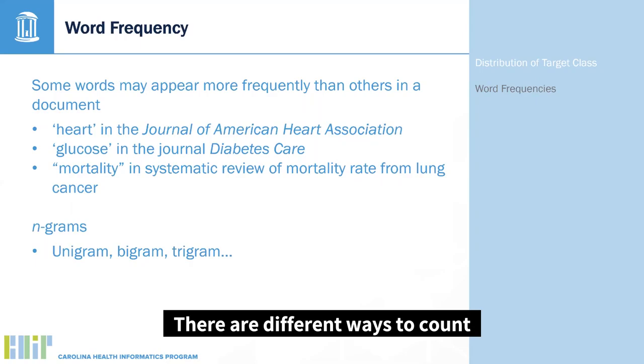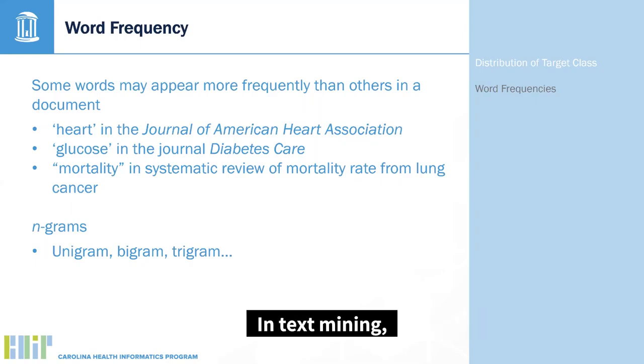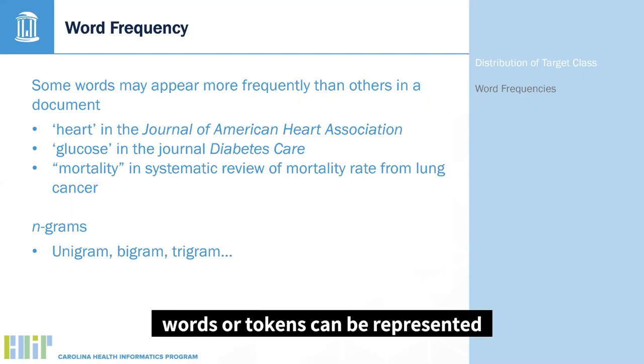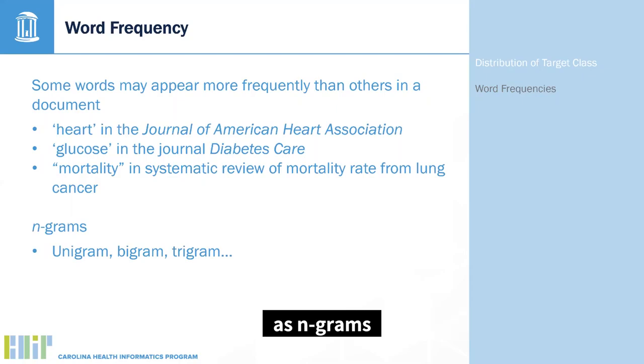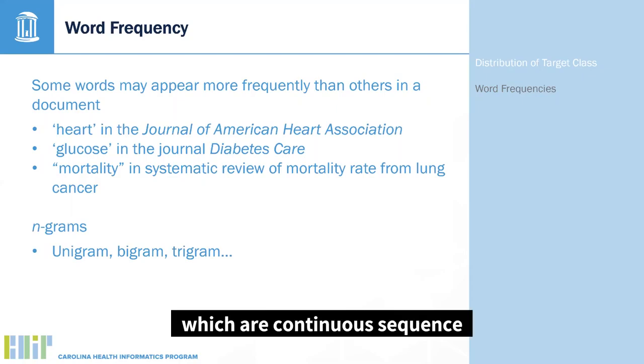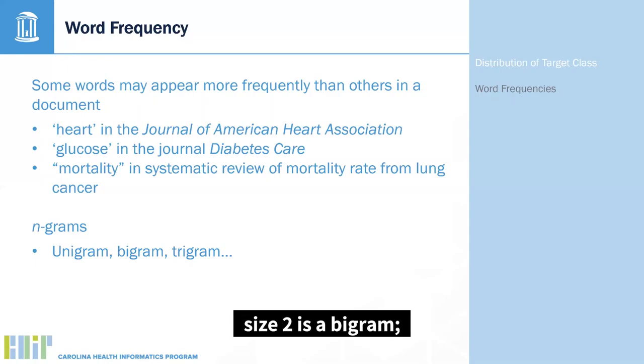There are different ways to count the frequencies of each word or token. In text mining, words or tokens can be represented as n-grams, which are a contiguous sequence of n items from a given text. An n-gram of size 1 is referred to as a unigram. Size 2 is a bigram. Size 3 is a trigram.